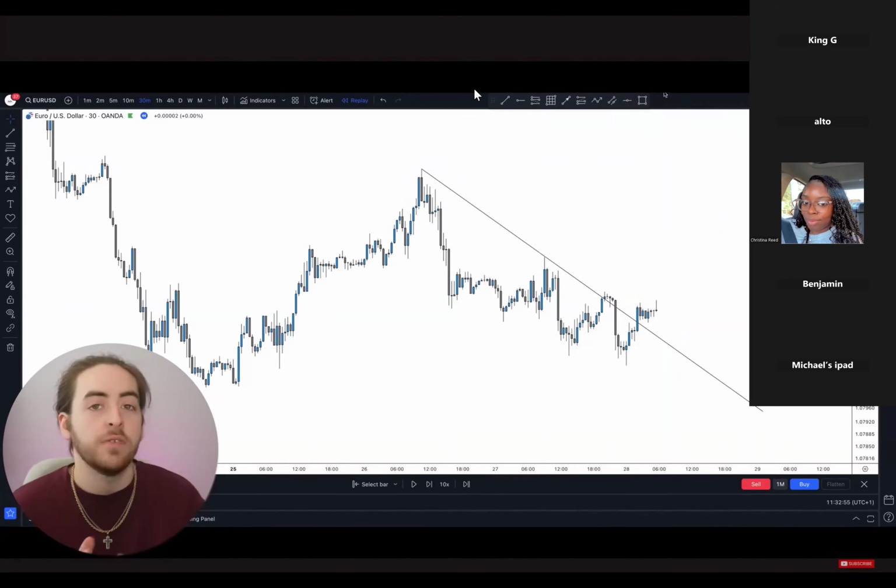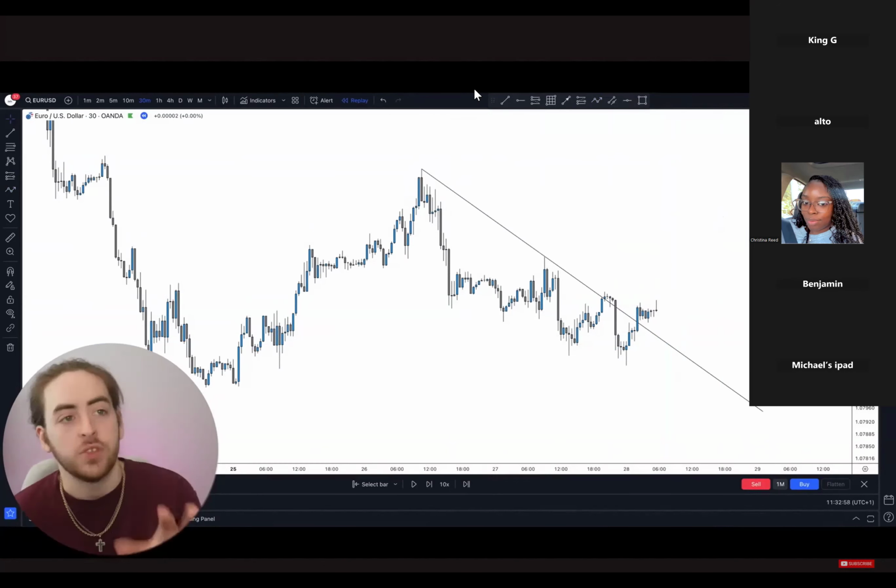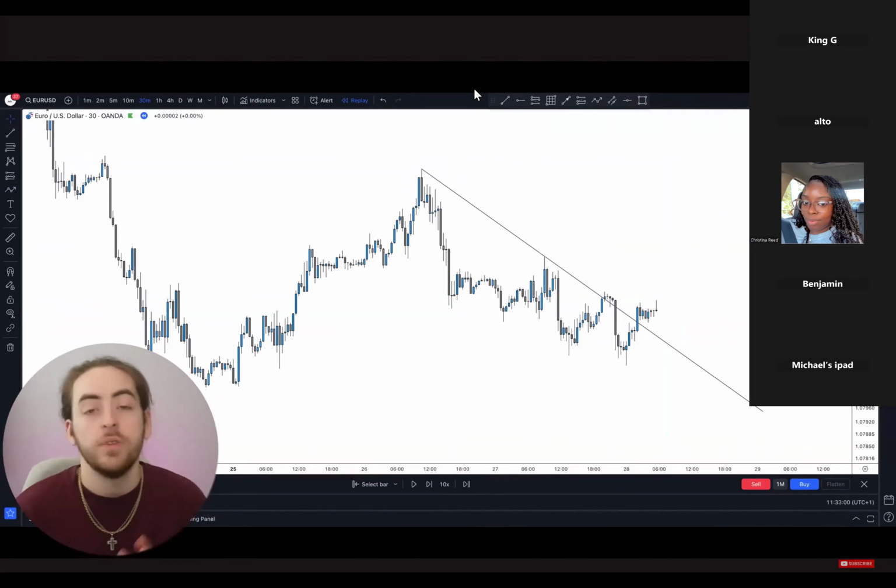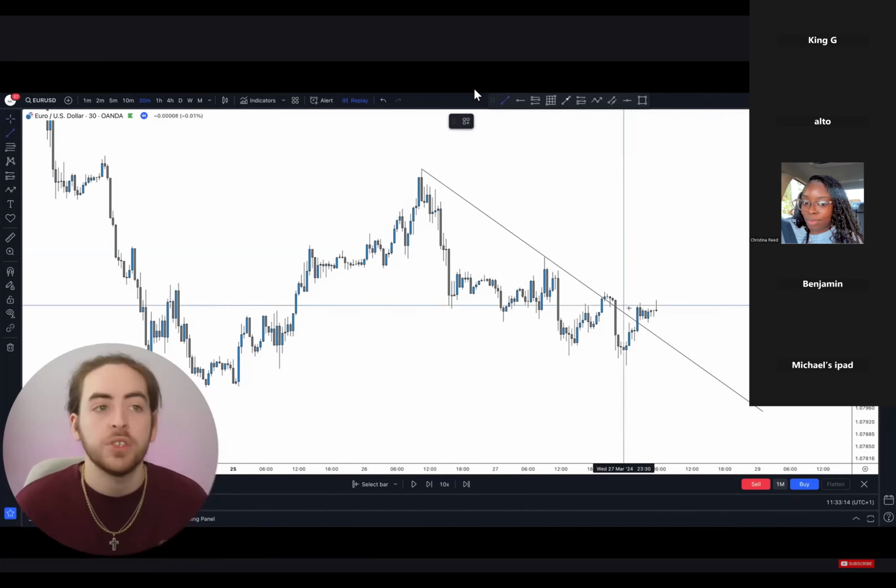Now, I just want to give you about 5 to 10 seconds to review this structure. If you look at it from a lower low and lower high perspective, has the structure actually changed like the trend line suggests? Well, the answer is no. The structure hasn't actually changed.